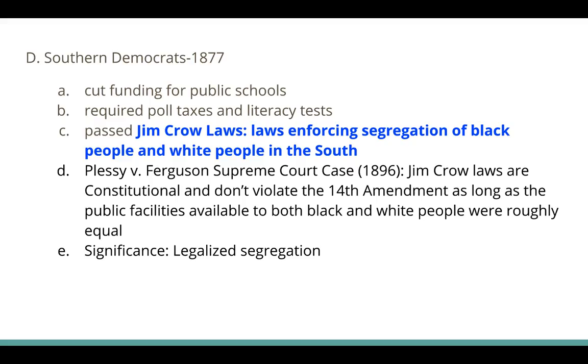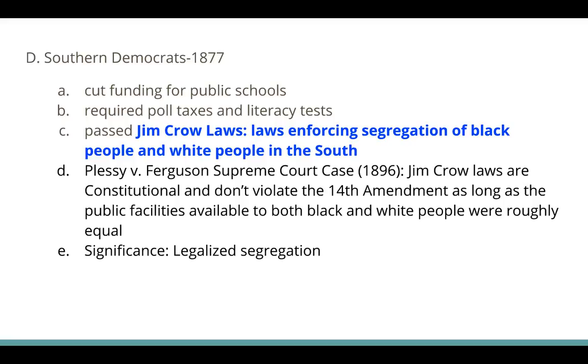So, what happened as a result of the Southern Democrats gaining control by 1877? Well, they cut funding for public schools. You might remember that the Freedmen's Bureau was created to help support newly freed Black Americans by providing free public schools. The Southern Democrats also required poll taxes and literacy tests. These were things that disenfranchised or prevented African Americans from being able to vote.